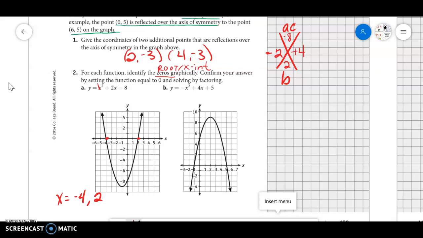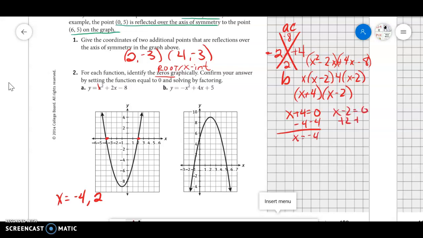So then we went through and we grouped, and we said x squared minus 2x plus 4x minus 8. We did our grouping, and we could take out an x minus 2. I can take out a 4, I get x minus 2. So now I have x plus 4 times x minus 2. Those are my factors, and if I set those equal to 0, x equals negative 4, and x equals positive 2. So that is how we can confirm our answer.